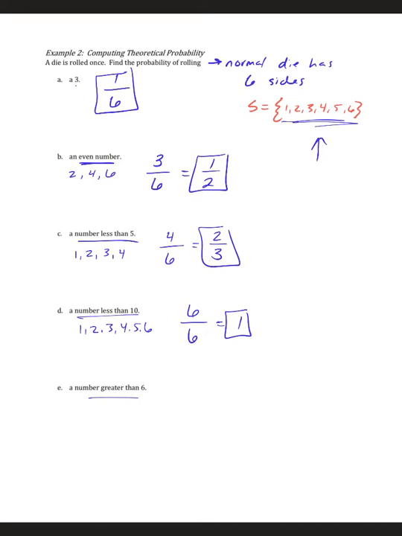Kind of opposite that, a number greater than 6. There isn't any. So that would be a 0 out of 6, which would just be 0. There's a 0% chance of rolling that.